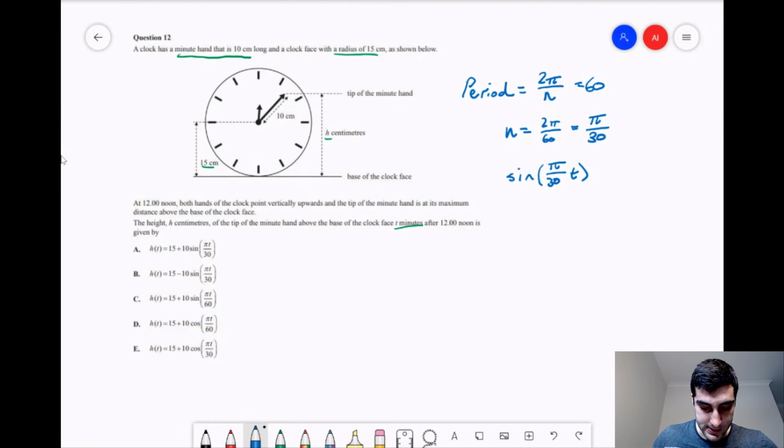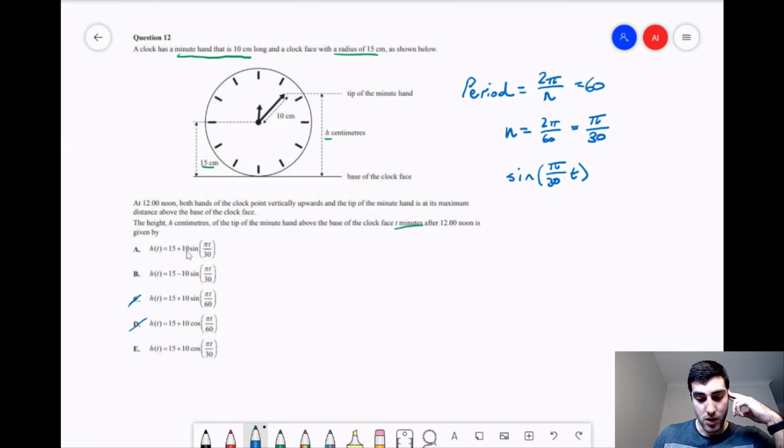So which of these have that? So this one does, this one does, this one doesn't, this one doesn't. So straight away we can rule out C and D. From here, we'll need to confirm which of these functions would be correct.